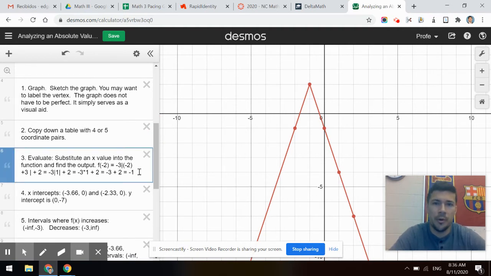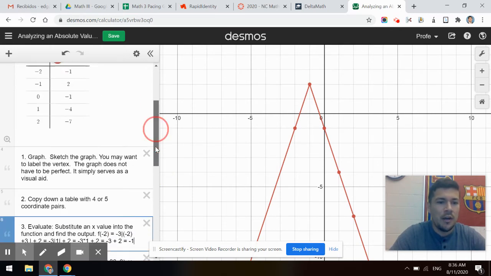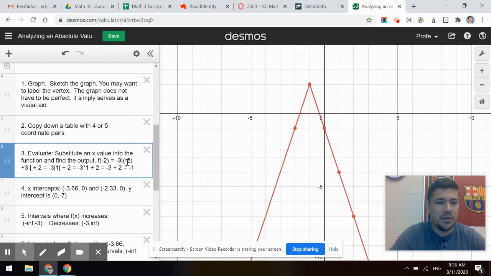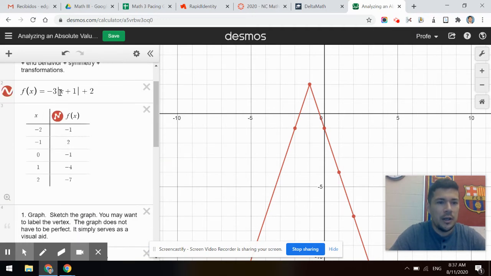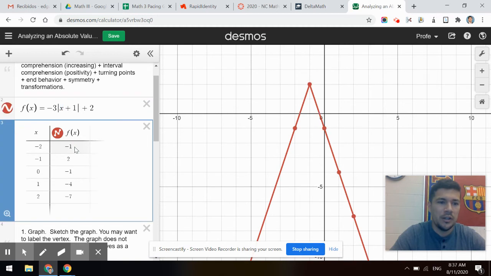Step 3 is one of the most important parts, doing an evaluation. With any function that you encounter, you need to know how to evaluate with it. This is just practice on order of operations. So let's say I wanted to find f of -2. The table tells me that f of -2 is -1. If I want to evaluate with it, I'm going to substitute -2 into my absolute value bars. So here I go. -2 plus 1 is -1. The absolute value of -1 is +1. +1 times -3 is -3. And then -3 plus 2 gives me -1.